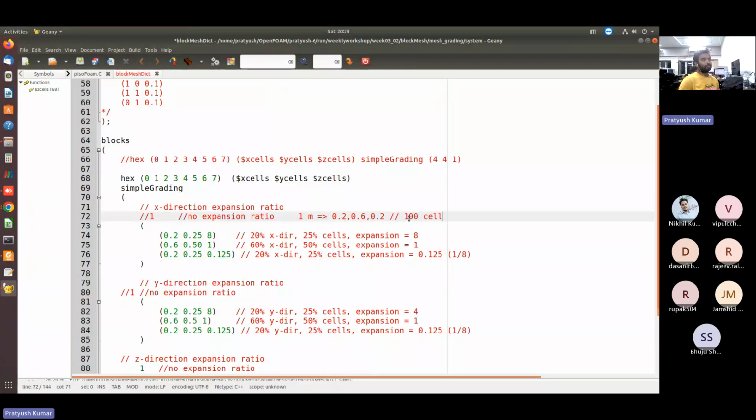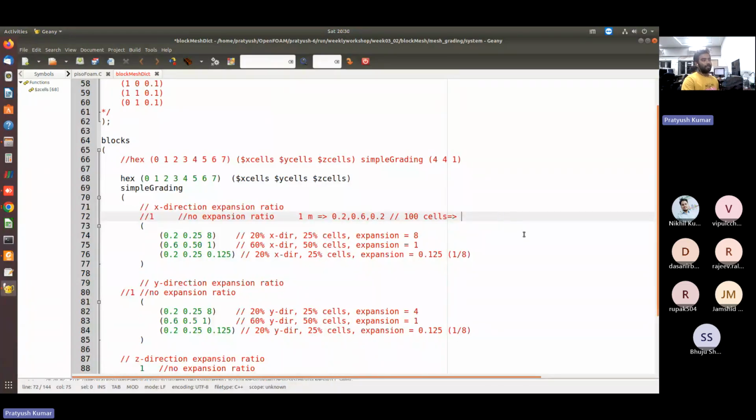So I want that there should be 100 cells given in the x direction. Now this 100 cells is going to be distributed on these 3 portions. So 25% of the cells is going to be given for this 0.2, 50% of the cells is going to be given to this 0.6 mm length, and this 25% is going to be given to this 0.2 meter length.